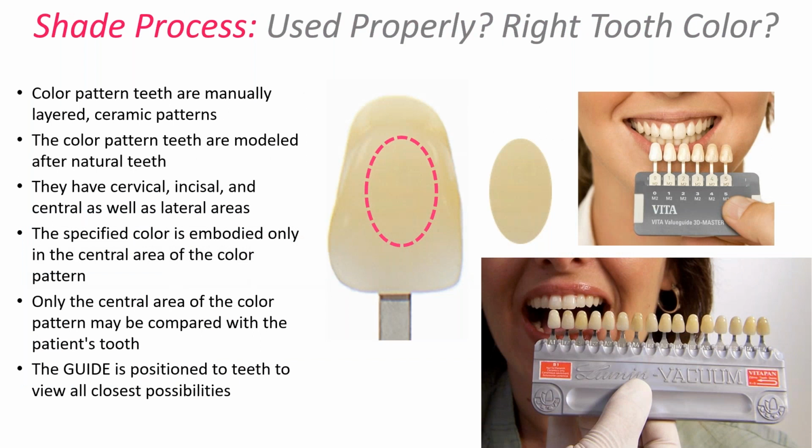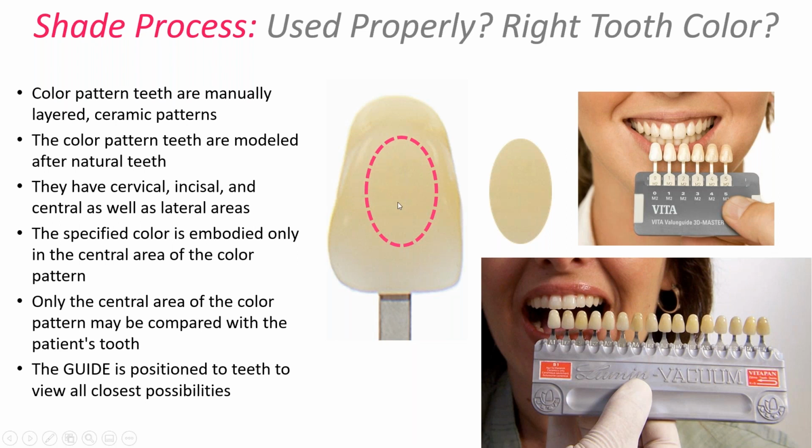So the idea, of course, is to take these shade tabs, bring them to the patient's mouth, and find the closest match. Again, there's such a huge gap, a discrepancy, between one shade and the next in the A, B, C, D range. And when we talk about the shade tabs, the only place that is the gold standard on each shade tab is the middle third here.